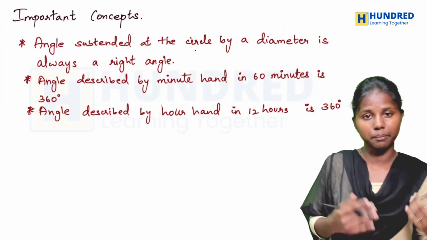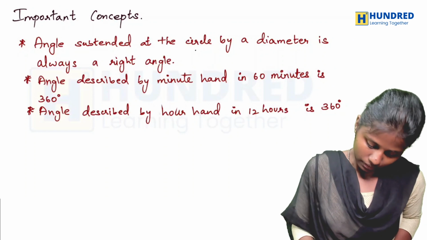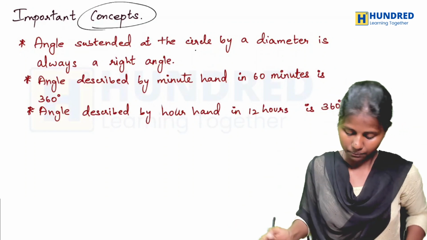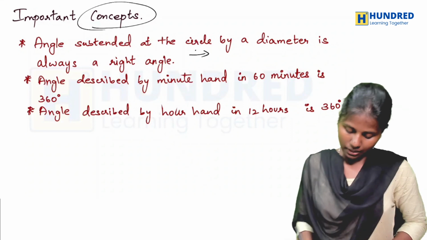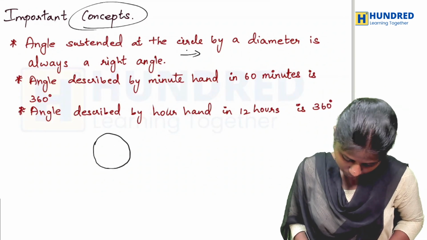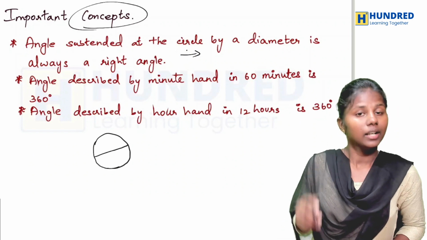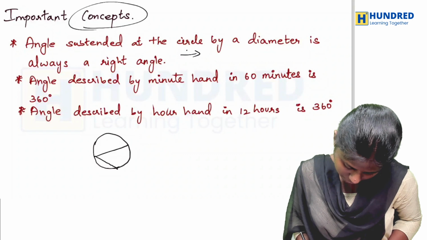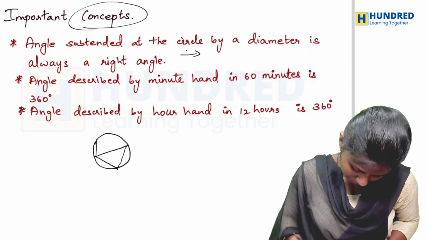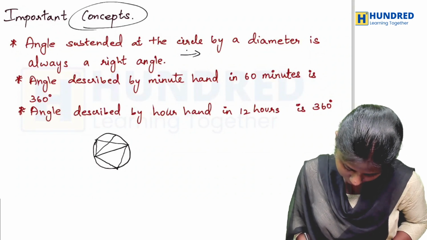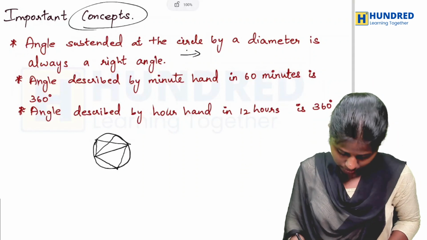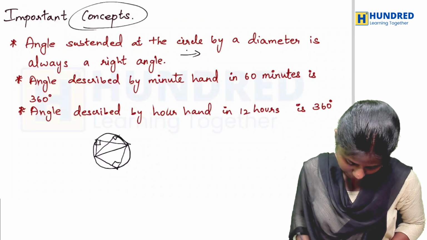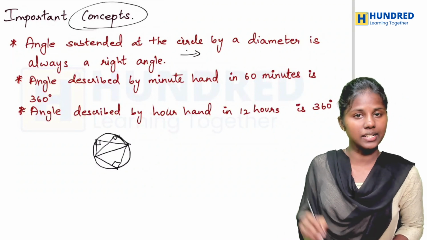Fine, we are now stepping into concepts. The concepts we learned from the following terms are listed here. The first one says: when I have a circle and a diameter, the angle made by this diameter at any point on the circle will make a right angle. This was listed as the first point.